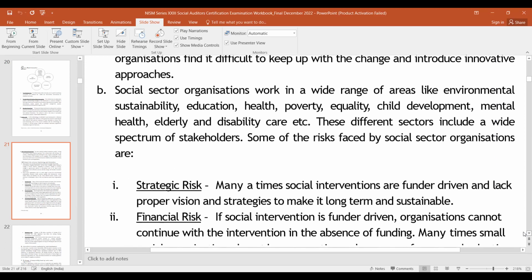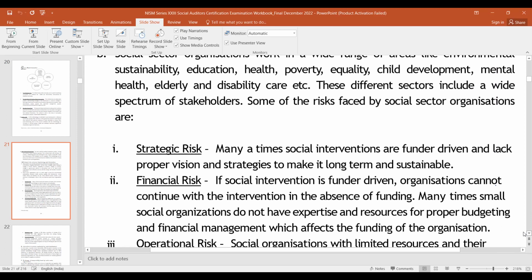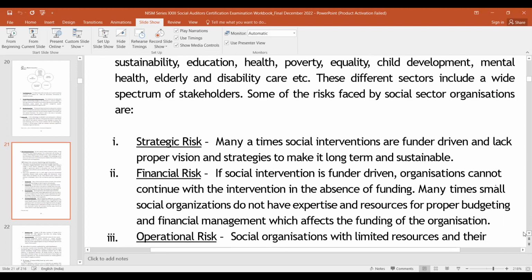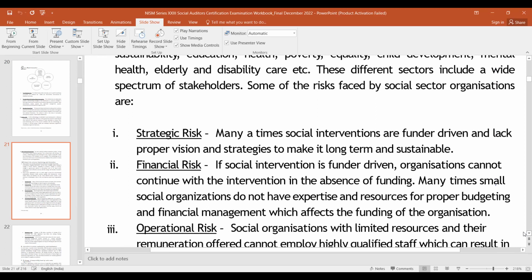Some of the risks, what could be the risk? Strategic risk could be there. Because suppose you develop a particular strategy and that strategy doesn't work. So many times social interventions are funder driven, and lack proper vision and strategies to make it long-term and sustainable.